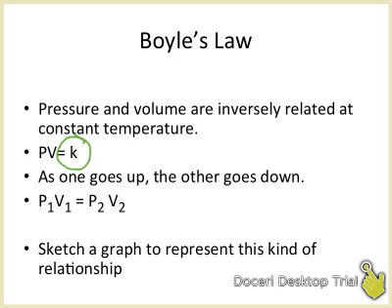Okay, so the actual equation for Boyle's law is P1 V1, the pressure initially times the volume initially, is going to equal the pressure in the final state times the volume in the final state. So again, it's a ratio. The law of conservation, right? If pressure goes up this amount, then the volume has to go down in the same amount. As one goes up, the other goes down.